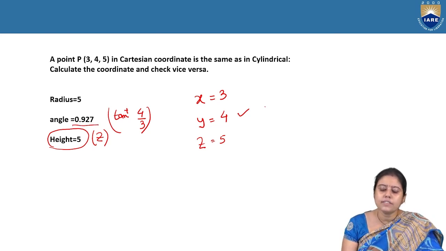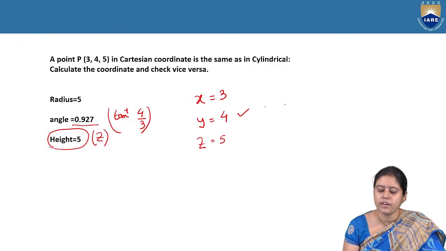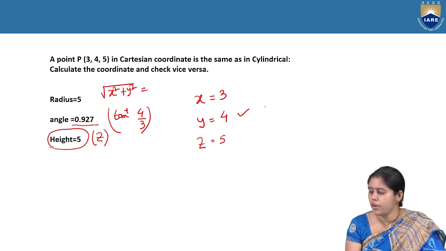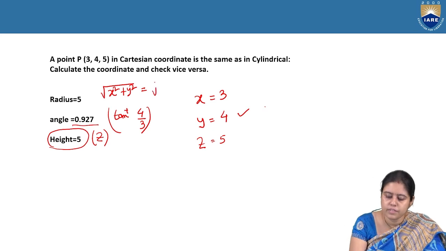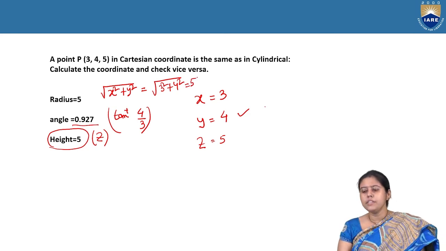0.927. What is the radius? The radius value is root of x square plus y square. X square plus y square means it is 3 square plus 4 square, so the value is 5.